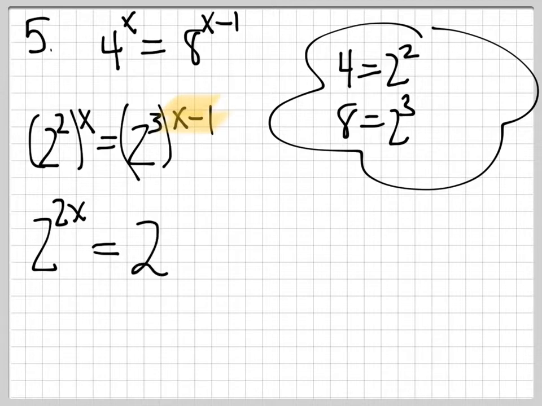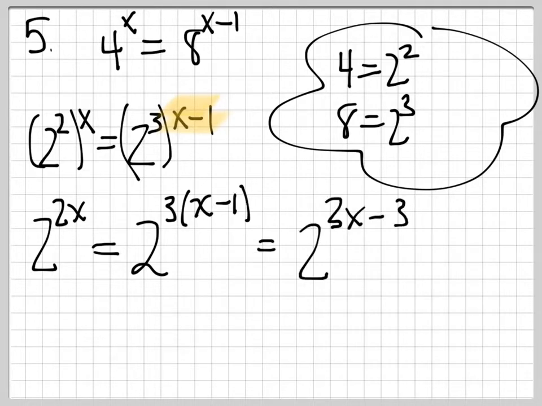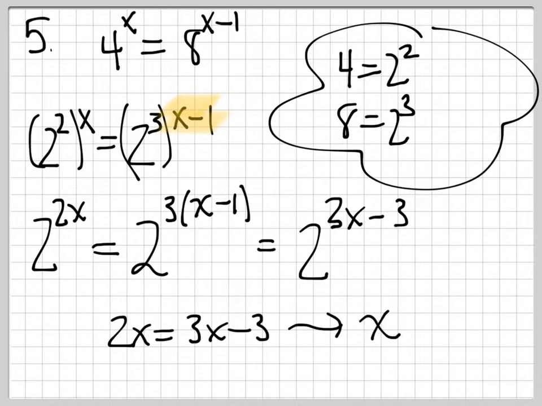So we're going to get 2 to the 3 times x minus 1, which is 2 to the 3x minus 3. And so we get 2x equals 3x minus 3, which tells us that x has to equal 3. And that tells us that 4 cubed is the same thing as 8 squared. And you can check that and it's true.